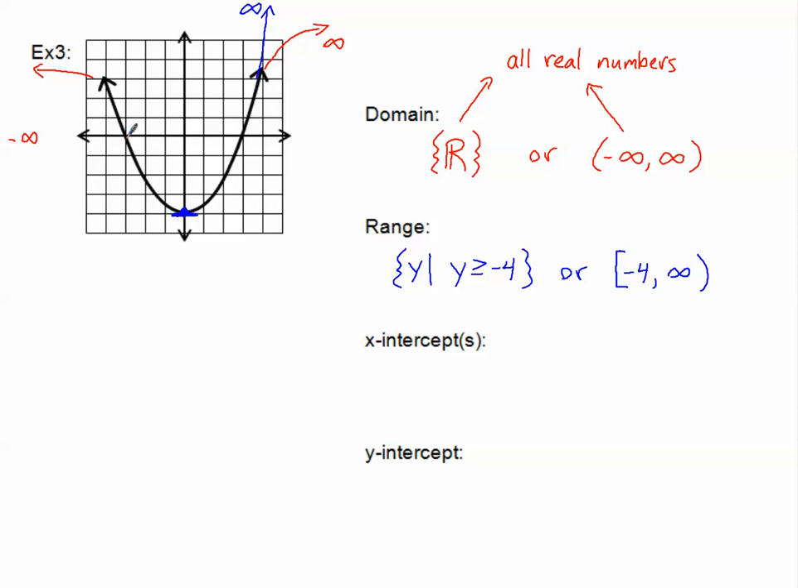Let's do x-intercepts. I see two of them. I see one here at -3, and I see one here at +3. Since those are exact opposites, I might employ my plus or minus symbol, plus or minus 3, comma 0. It's just a fun symbol to show that it's a positive and -3. You could write them as two separate ordered pairs. That's fine. And then the y-intercept is right down here at 0, -4.